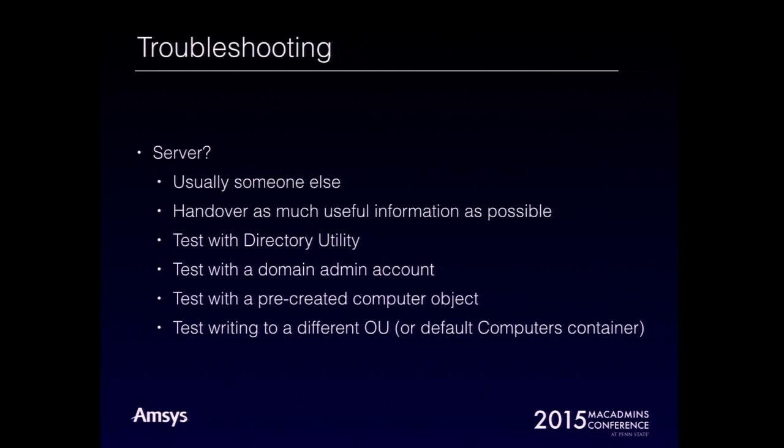We also test, if we suspect that it's the account we've been given and it's not allowed to join Active Directory, with the domain admin account. We won't use the domain admin account after that point to continue binding all the machines, because that's bad practice, but if it works with that and doesn't work with the other account we've been given, at least we know it's the permissions. Test with a pre-created computer object, which might have different behavior. And try just writing to the default OU as well. If you get given a different or a very long OU to join to, then maybe there is a problem with it, maybe there's a typo, maybe there isn't. Just write it to Computers and see what happens.